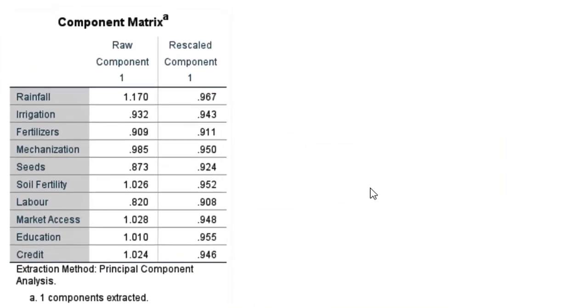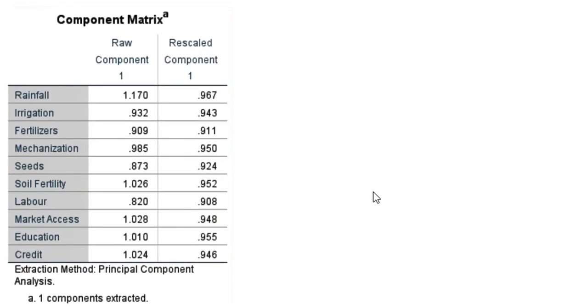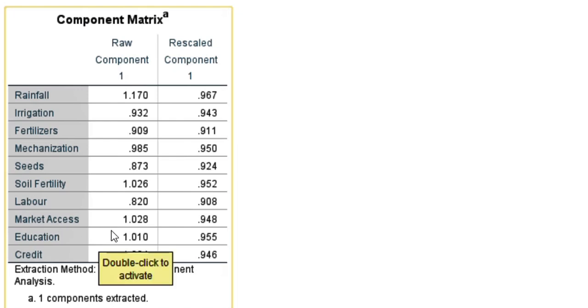The component matrix. The component matrix shows the correlation between variables and components. These are my components and these are the variables. Higher loading indicates a strong relationship between the variable and component. For example, in this case, the loading is very high.